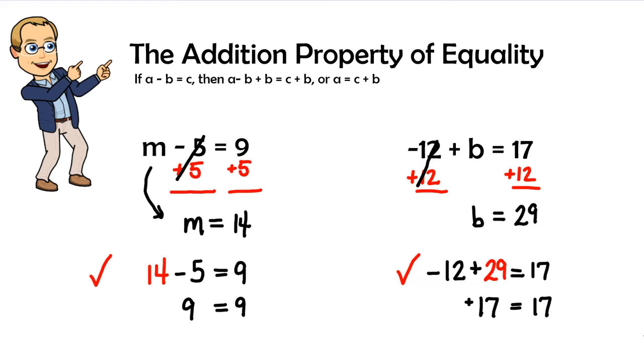I checked my work. When you are doing the addition property of equality, make sure what you do on one side of the equation, you do on the opposite side of the equation. And these are easy one-step problems for you.